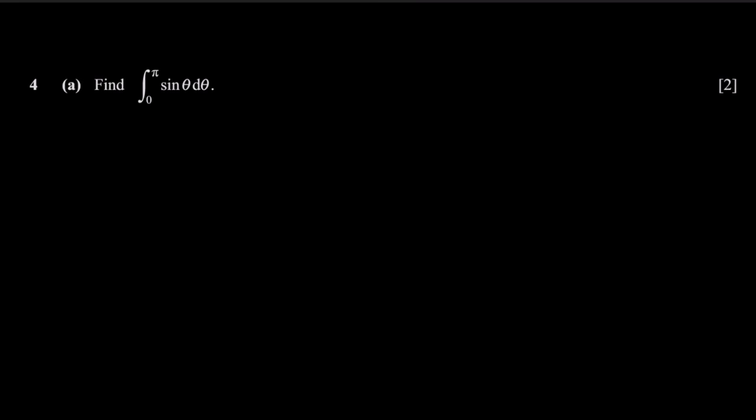All right, question 4, which should be a fairly basic integration. We want to find the integral of sine theta d theta between 0 and pi. Well, if we integrate sine, then we should get negative cos. Why do we get negative cos? Because cos differentiates to give negative sine, and integration is the reverse of differentiation. So that's the principle there. That is something you will definitely need to have memorized.